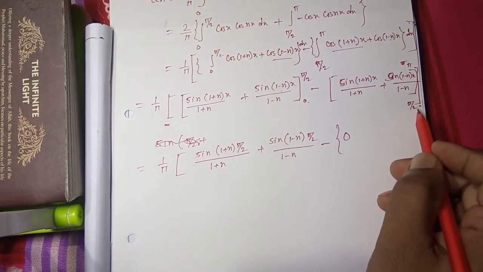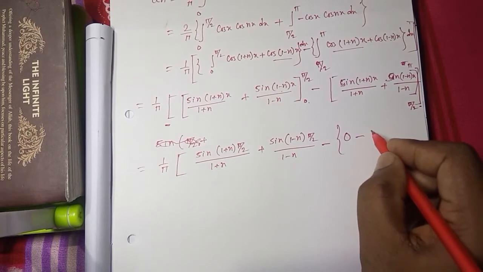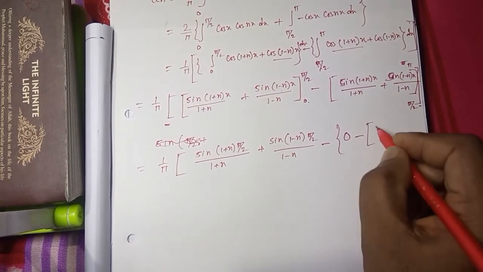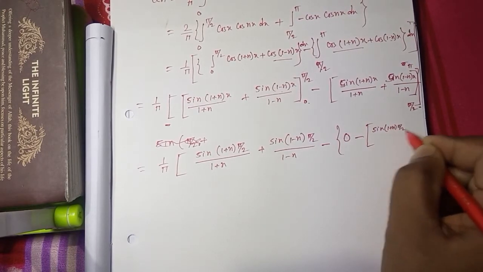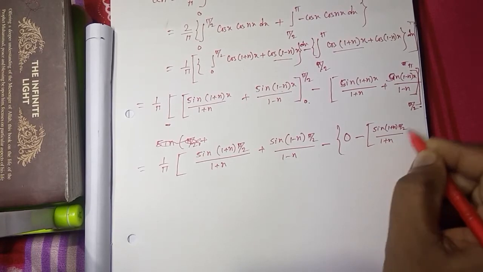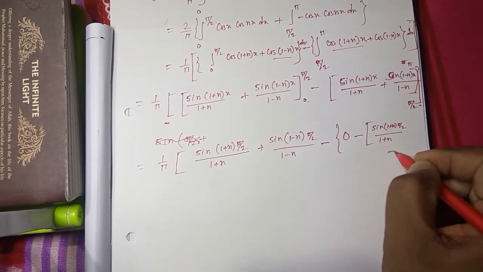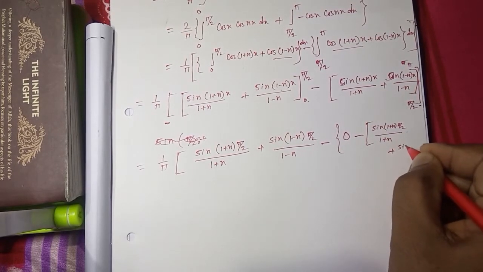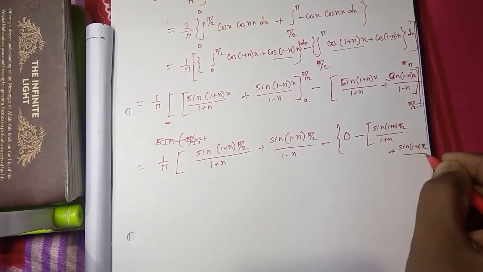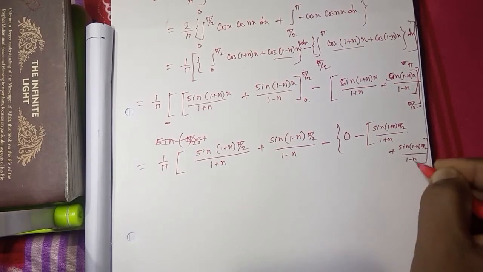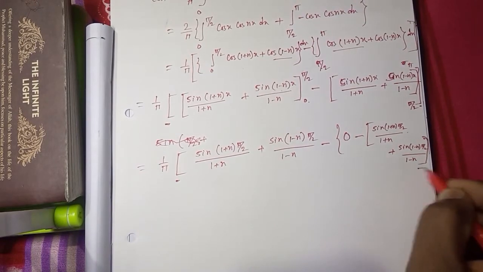And lower limit pi by 2, if we put here and here, we get minus bracket sine of (1 plus n) pi by 2 by (1 plus n), pi by 2 put here and then here, plus sine of (1 minus n) pi by 2 by (1 minus n), and this bracket is completed.